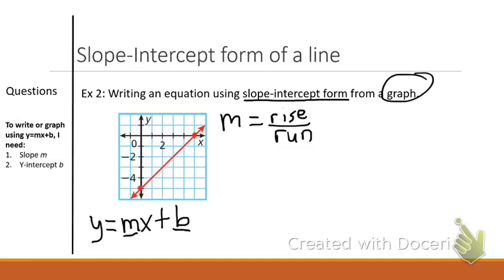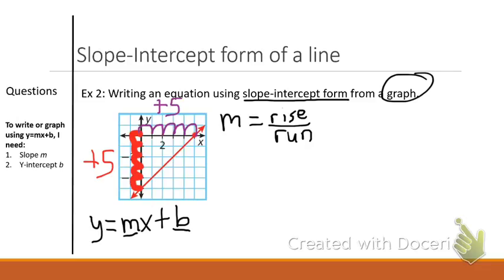My rise is going to be 1, 2, 3, 4, 5. Since I went up 5, I'm going to write that as positive 5 for my rise. And now let's change the color and get the run going. Now my run, on the other hand, is going to be 1, 2, 3, 4, 5 as well.